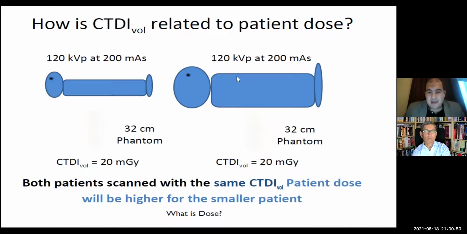Because higher mass, so you will get less dose. Lower mass, you will get higher dose, okay? So actually, CTDI volume is not patient size dependent. So with different patient sizes, you cannot get an accurate estimate of patient dose. So let us think, what is the solution for this problem?